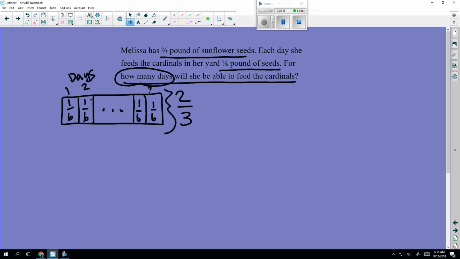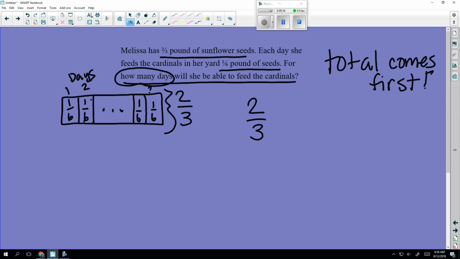So right away we know, because I started with a total, that I'm going to divide. And when you're dividing, the total always comes first. Okay, so you want to remember that. The total comes first in division, right? Because we're going to learn later, but you should know this already. Order matters when we're in division, right? Order matters. The total has to be first because that's what I'm splitting up, okay? So 2/3 divided by 1/6, because that's what she's using, okay?